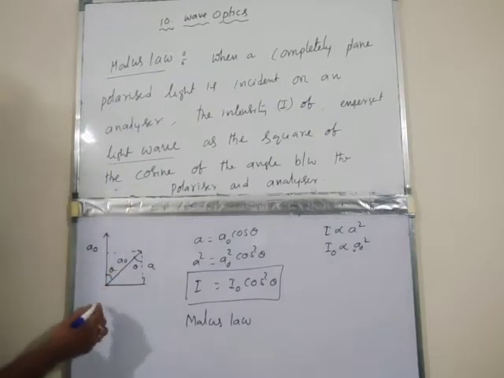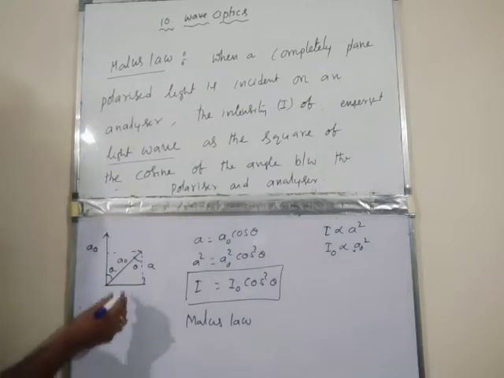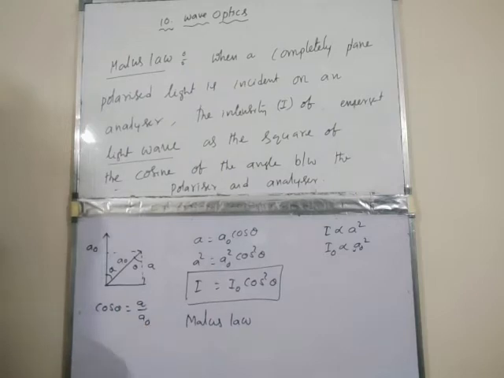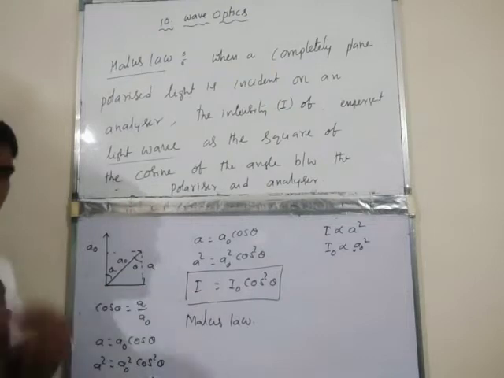Now cos theta is equal to the adjacent side by the hypotenuse. Therefore A is equal to A naught into cos theta. Squaring on both sides, A square is equal to A naught square into cos square theta. So this is I, this is I naught into cos square theta. Like that, this formula will come.